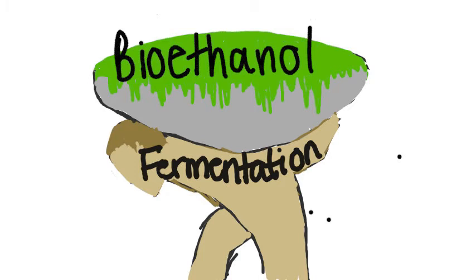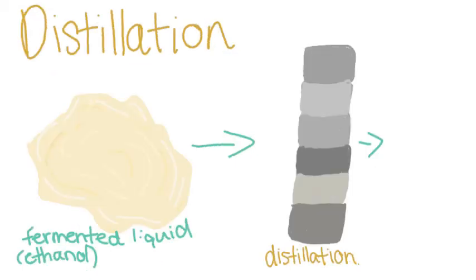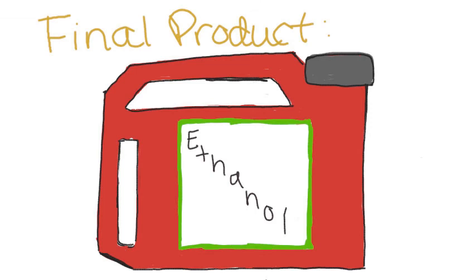Fermentation is the key step in bioethanol production. It makes the key ingredient, ethanol. In fermentation, this liquid is combined with yeast, which will ferment the mixture. The final major step is distillation. This purifies the ethanol, which will remove things that would make it taste good.